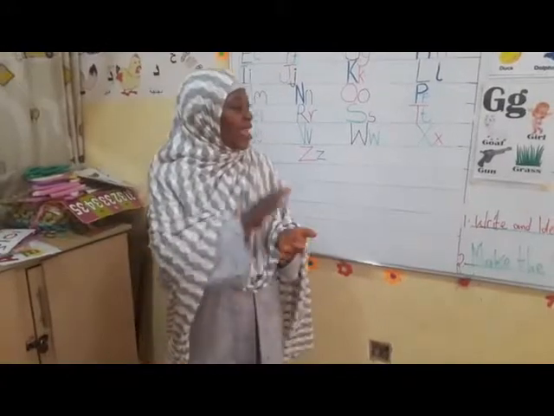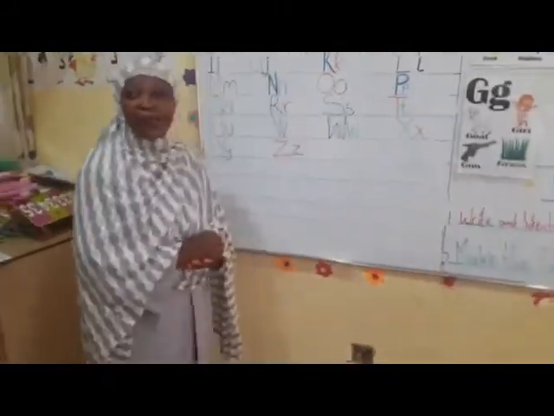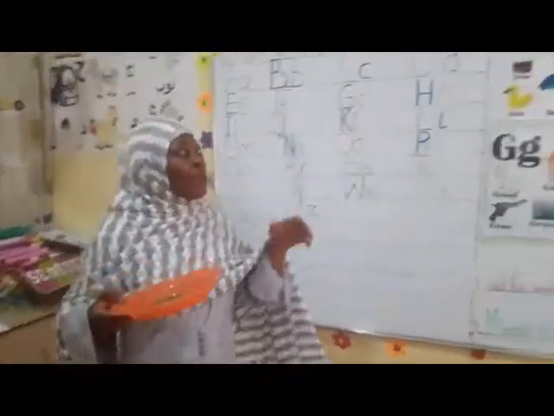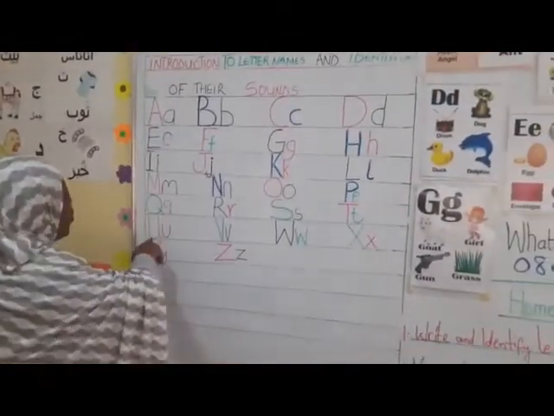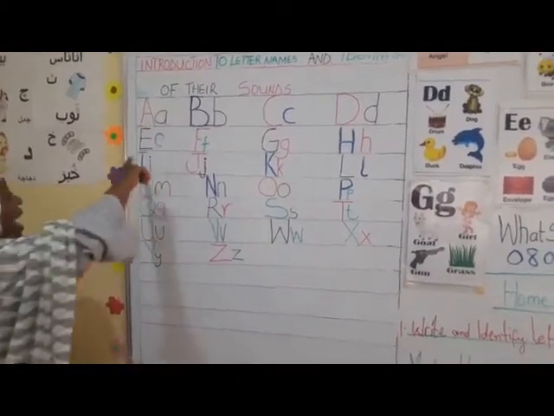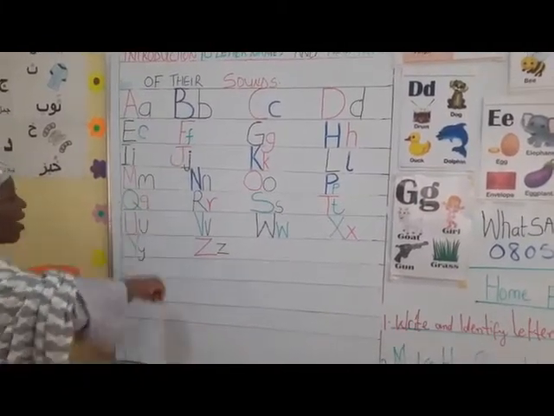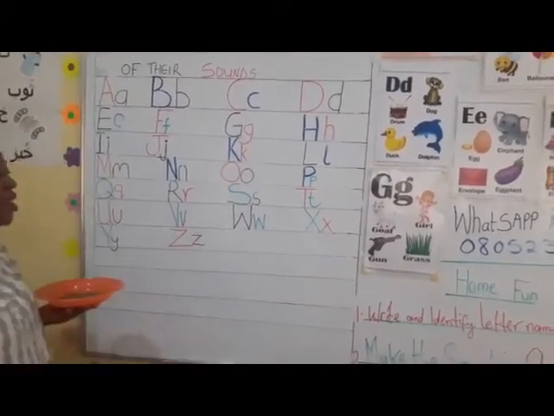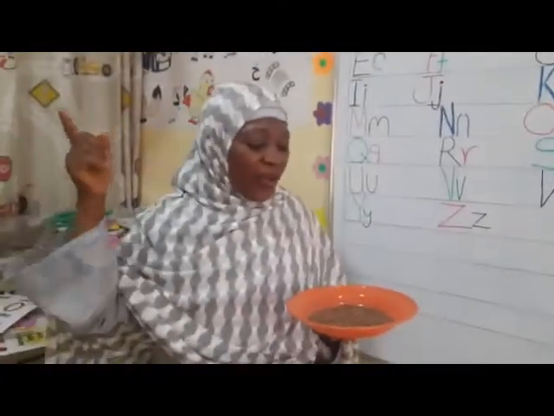Good children. Before we end our lesson today, I'd like to give you this fun. We have done letter A to letter U on how to write, which is sound A to U. Now, I'm going to show you how to write letter V to Z on our sound tray. Are you all ready? Pick your pencil or your sound tray.